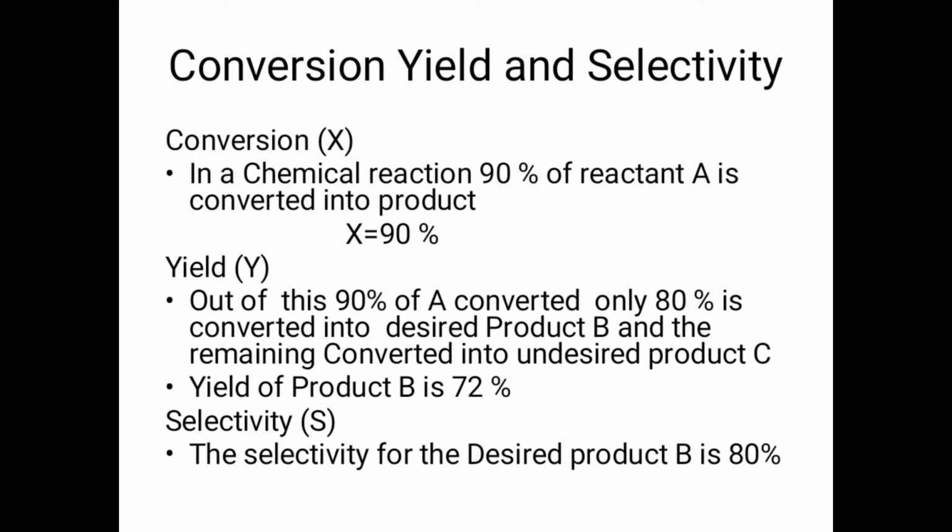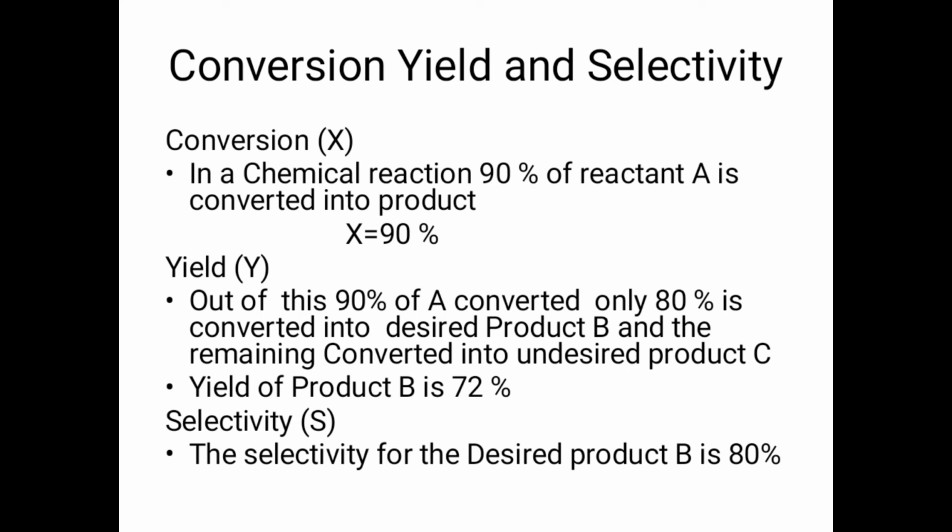90% of A is converted into B and C product. Out of this 90%, only 80% is desired product B and the remaining is undesired product C. Therefore, we have to calculate the yield for B. That means how much raw material or reactant has been converted into desired product, that is called yield.